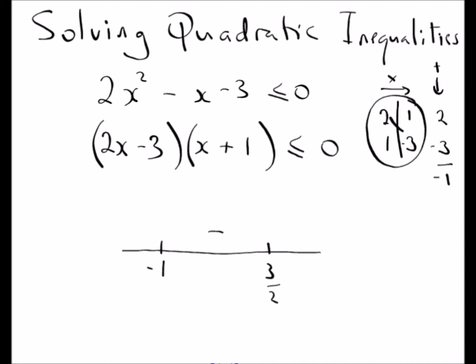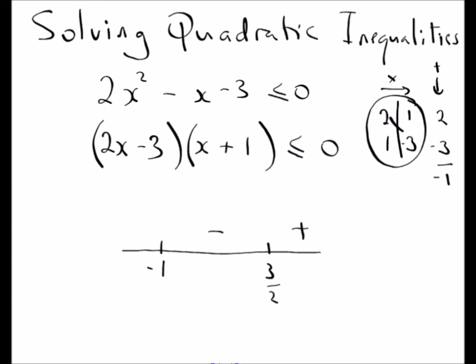Now let's substitute a value from over here, so something like positive 10. Put 10 in here, we get 20 take 3, positive answer. Put 10 in here, we get 10 plus 1, also positive. So positive times a positive gives me a positive result over here.